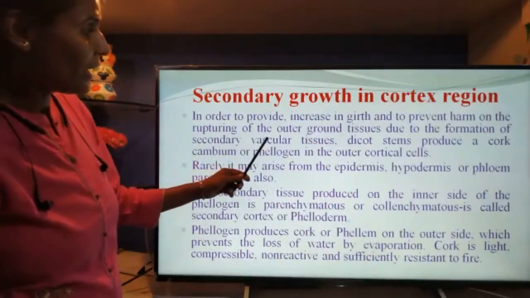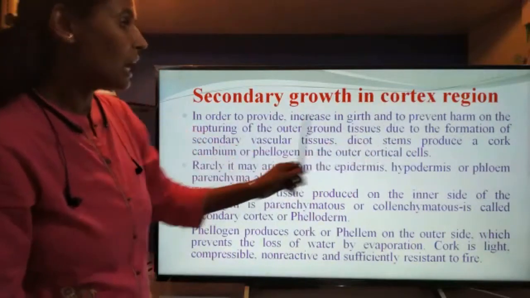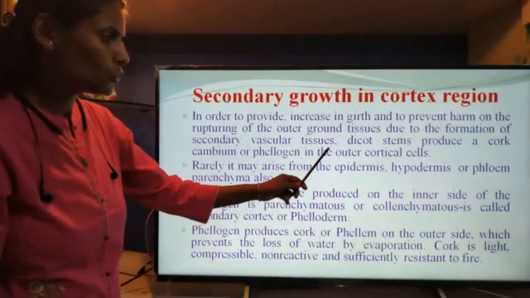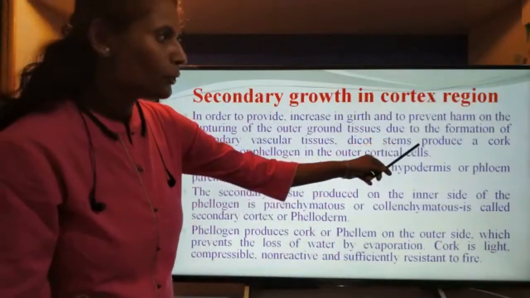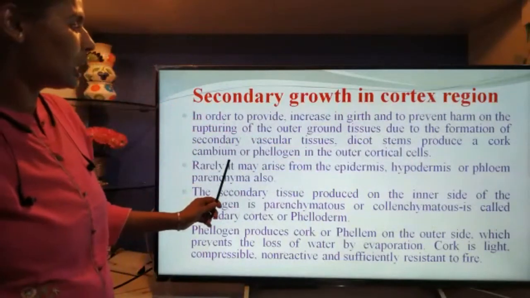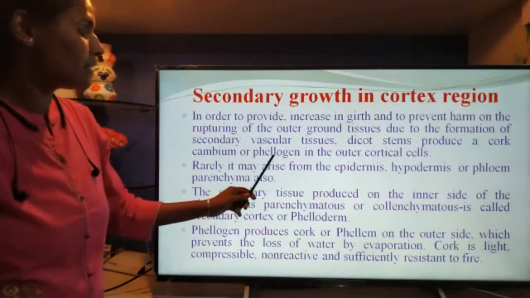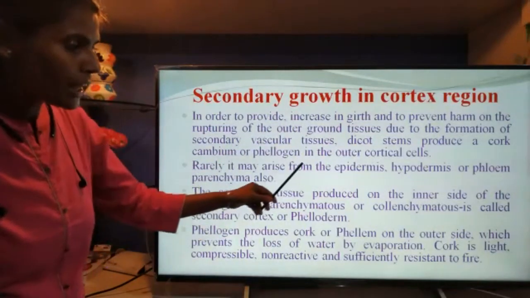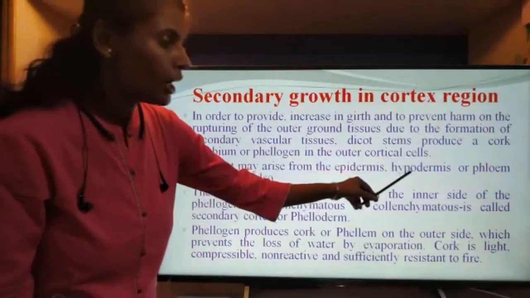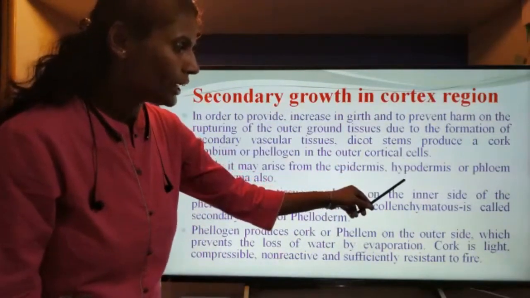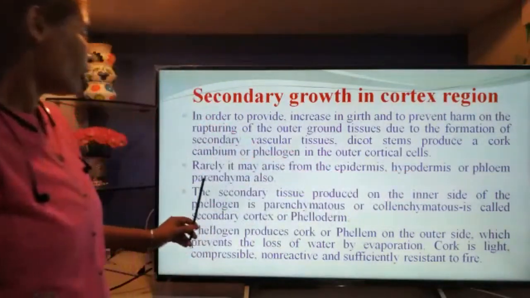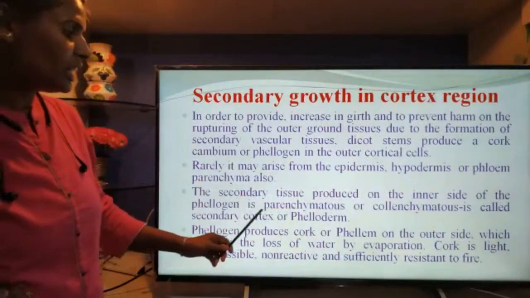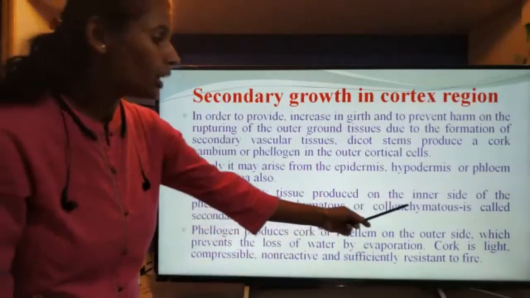In order to provide an increase in girth and to prevent the rupturing of the outer ground tissues due to the formation of secondary vascular tissues, the dicot stem also produces a special type of cambium called cork cambium, which is technically known as the phellogen, in the outer cortical cells. Rarely, it may also arise from the epidermis or hypodermis, otherwise known as outer cortex, or phloem parenchyma also. The secondary tissue produced on the inner side of the phellogen is parenchymatous or collenchymatous in nature.